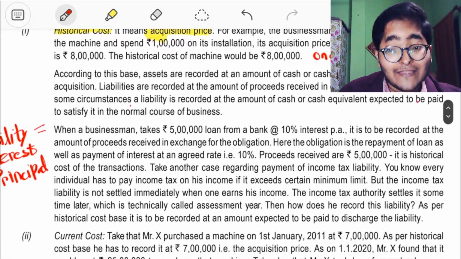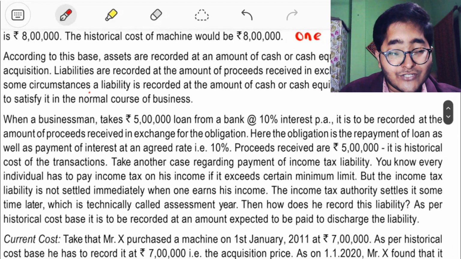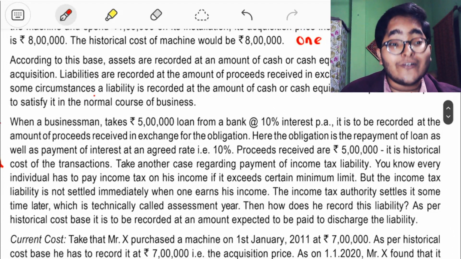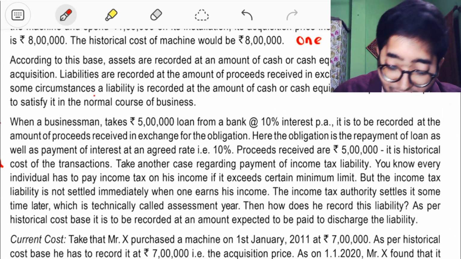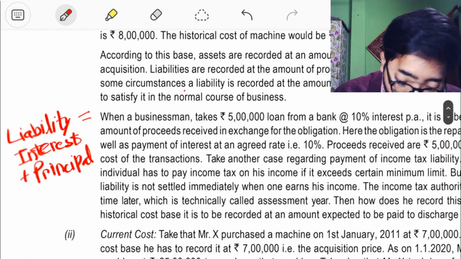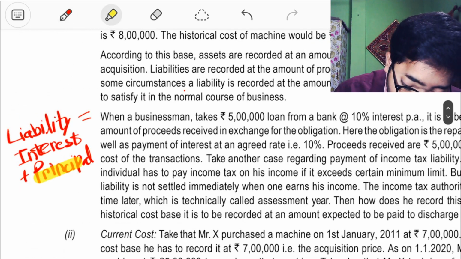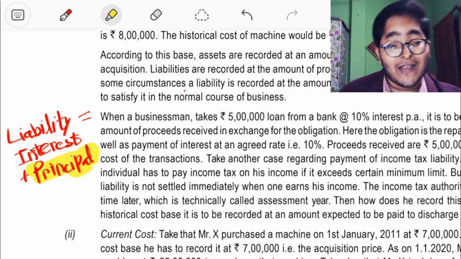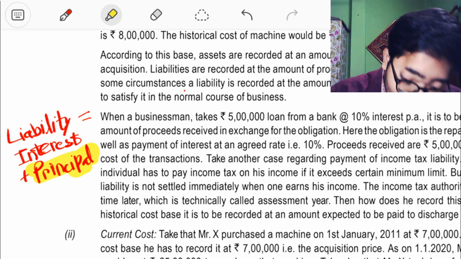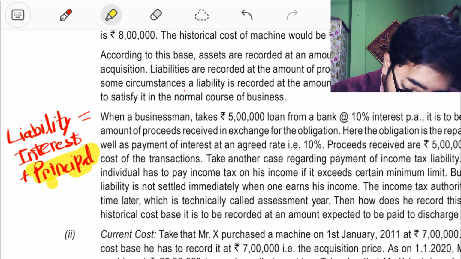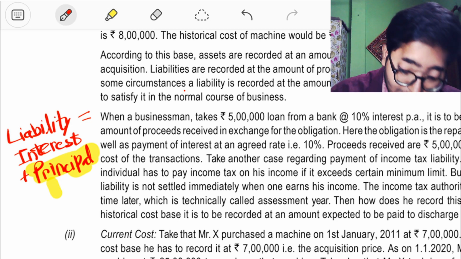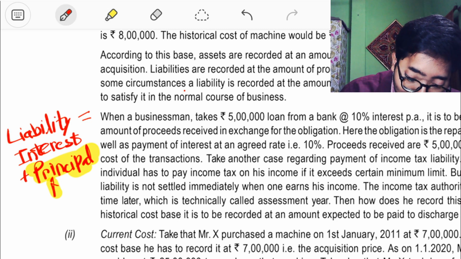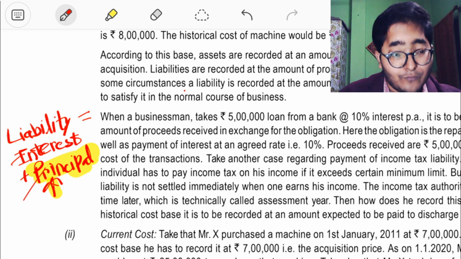But in the return of that liability or in exchange of that liability, what is the return or what is the benefit received by the business? It is only the principal amount. This principal amount received is the benefit received, and that is why this principal amount is the historical cost, or historical cost of that liability is this principal. But what is the liability? Liability is this interest plus this principal. This too becomes the liability.